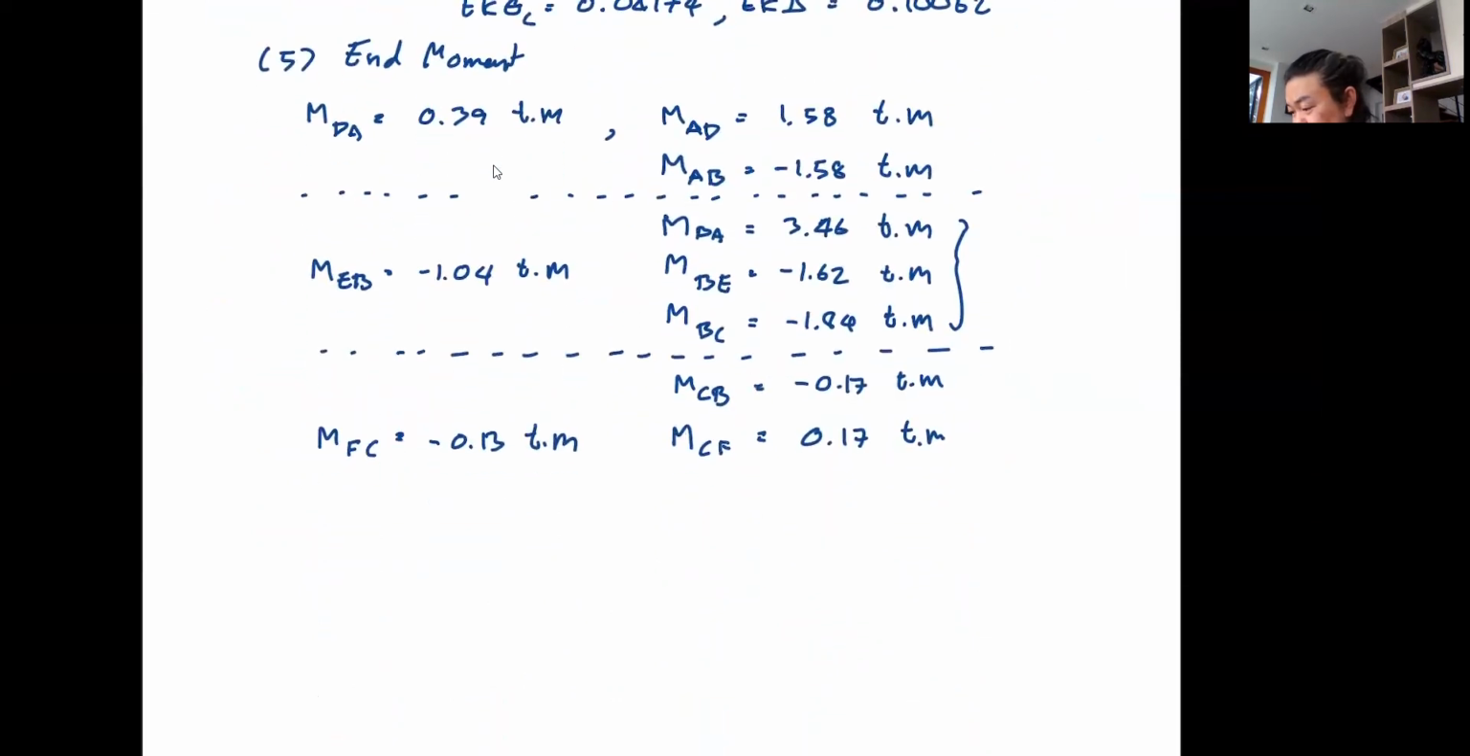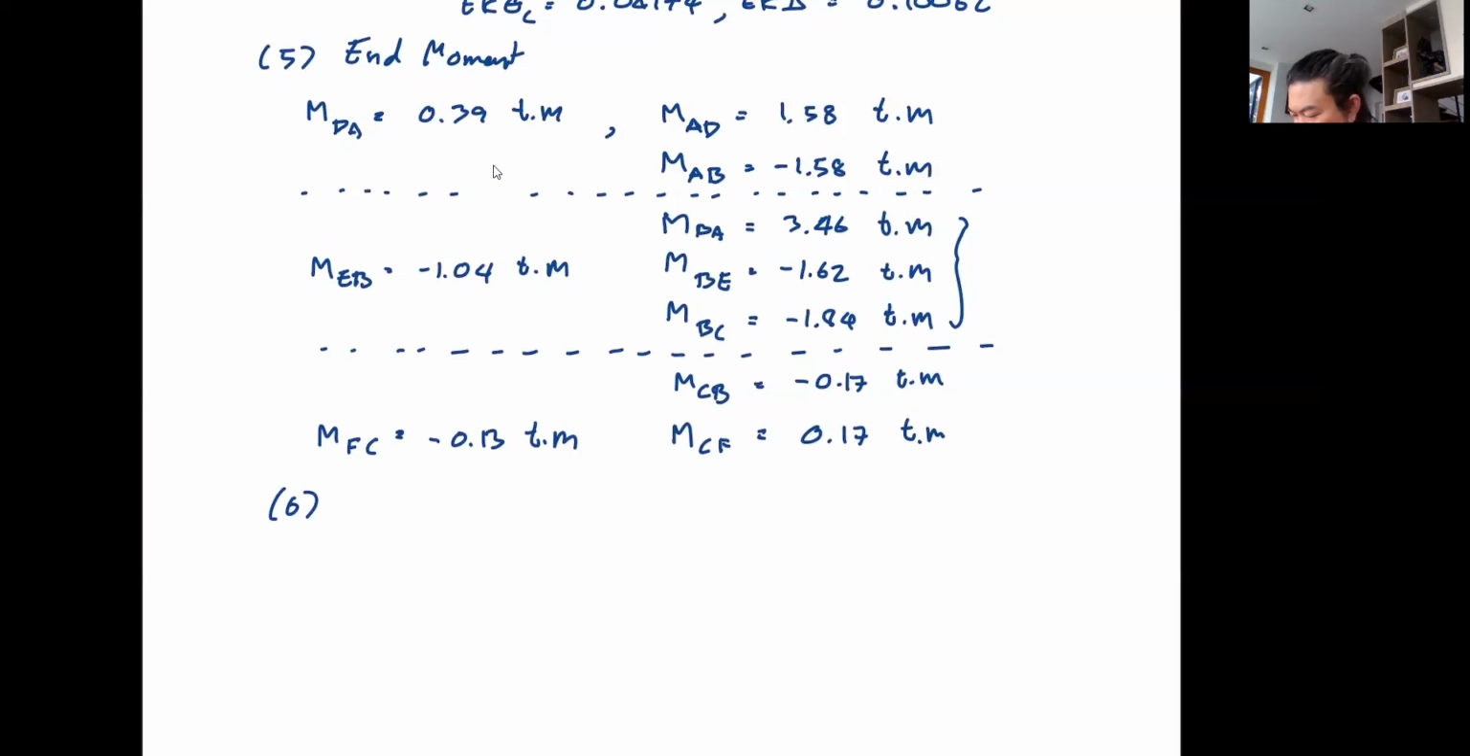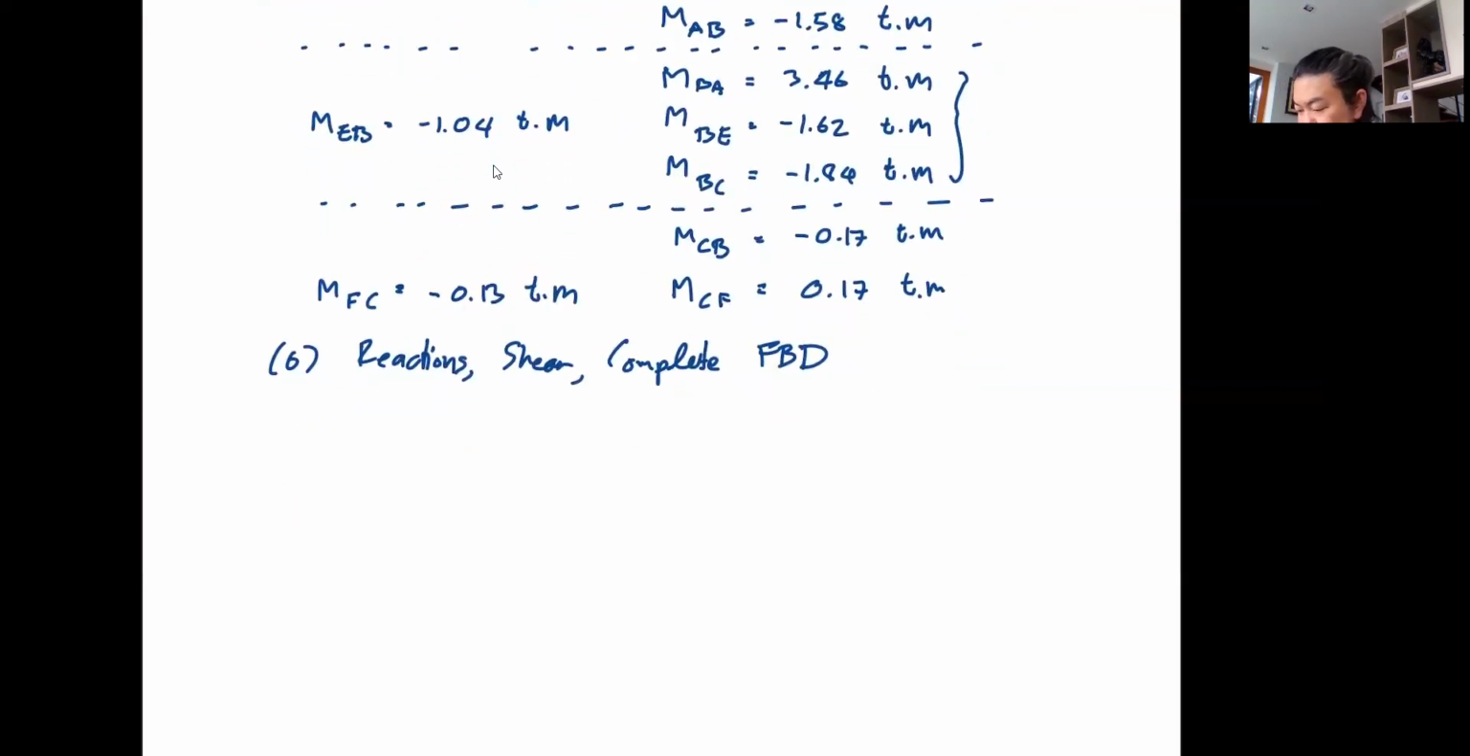Just complete step number 6. How do I name step number 6? The reactions, maybe. Shear. Complete free body diagram. Now you just put them in here.